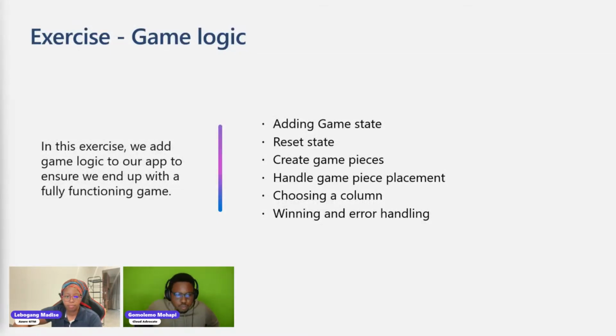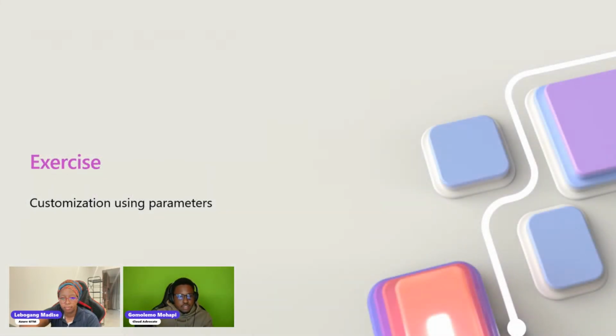So with that, we're gonna move back to our demo, back to our exercise where we'll be talking about game states and adding that state to our game. We're going to be creating the game pieces that are necessary for us to actually play the game. For example, the demo that I showed off, those pieces falling into place. We're going to be showing you how you can choose a specific column to place your pieces in, as well as some of the error handling that I showed off earlier as well. So with that, let's go on to our exercise.